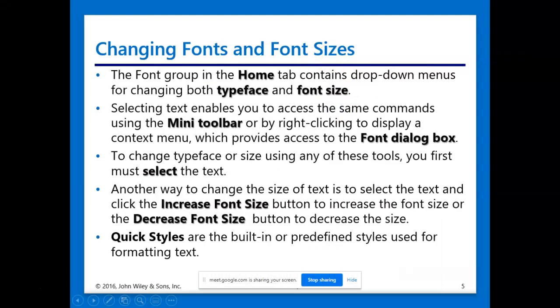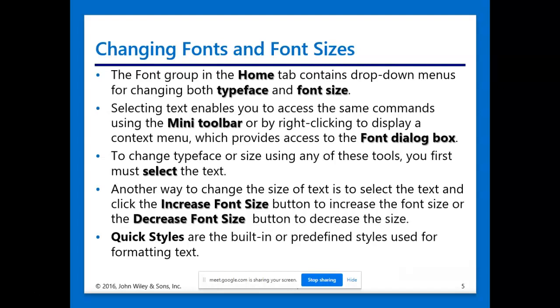The font group, if you want to change your fonts and font sizes, you have to go to the Home tab. It contains drop-down menus for changing both the typeface, which is Arial, Comic Sans, those types of things, and font size. Selecting text enables you to access the same commands using a mini toolbar or by right-clicking to display a context menu, which provides access to the Font dialog box. To change typeface or size using any of these tools, you must first select the text. So usually we'll just tell you to highlight the text.